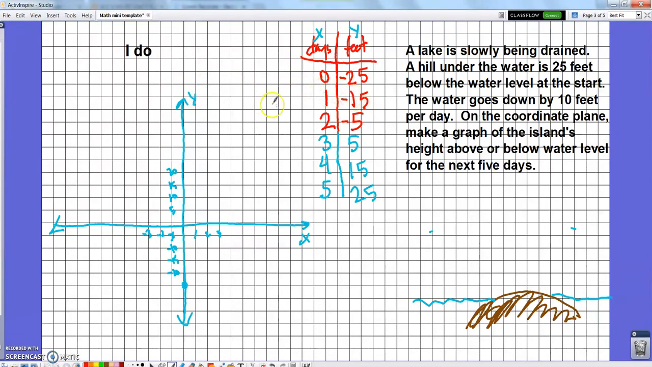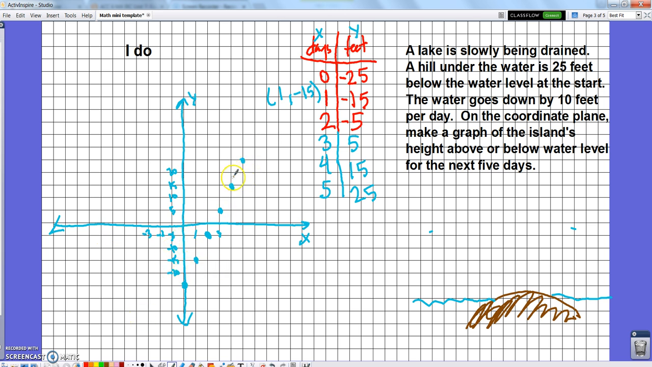Day 1, negative 15. So I'm looking to make the point, or the ordered pair, (1, -15). Day 2, negative 5. Day 3, positive 5. Day 4, 15 feet. And day 5, 25 feet. So I'd put my 5 points on the plane like that.